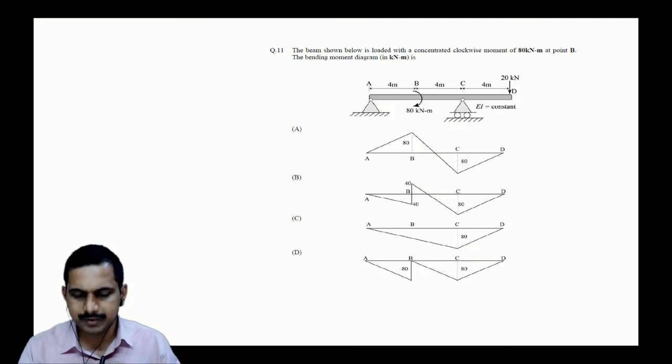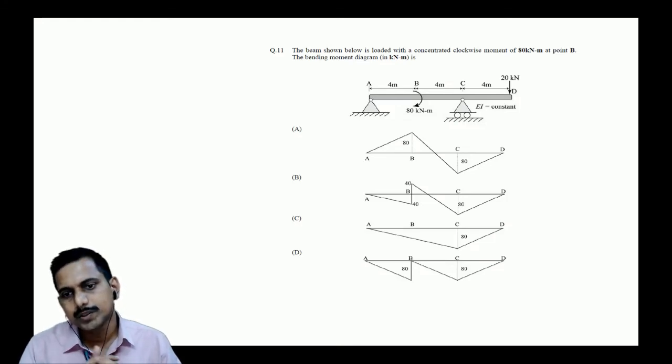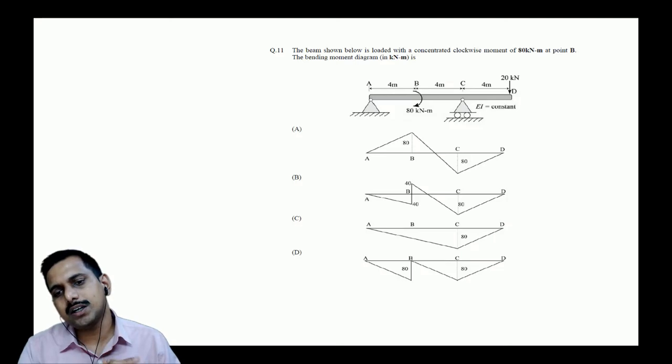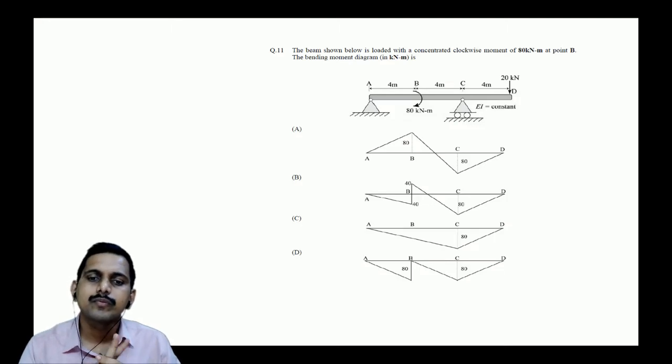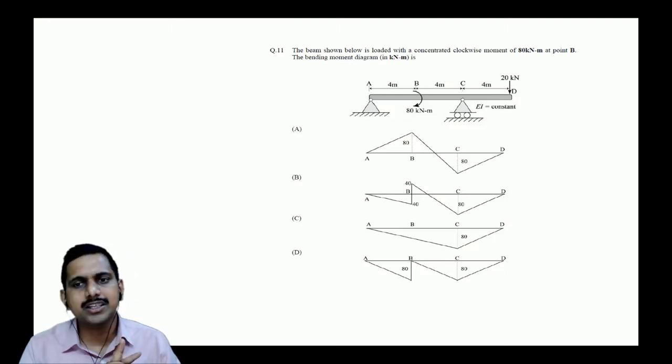Calculate the loads, students, first of all. Should we calculate the reactions or can we guess it just like that? So here, can you tell me which options we can summarily reject at first glance? Which are the options we can directly reject, students? Can you tell me?